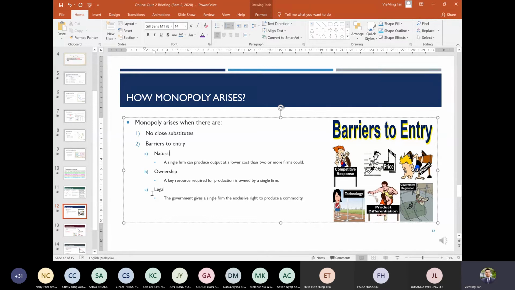And you may ask, how about legal? A legal example would be Disneyland, for instance. Because of the trademark, only one company can offer the Disneyland park service in a country, because of the trademark of Disneyland.